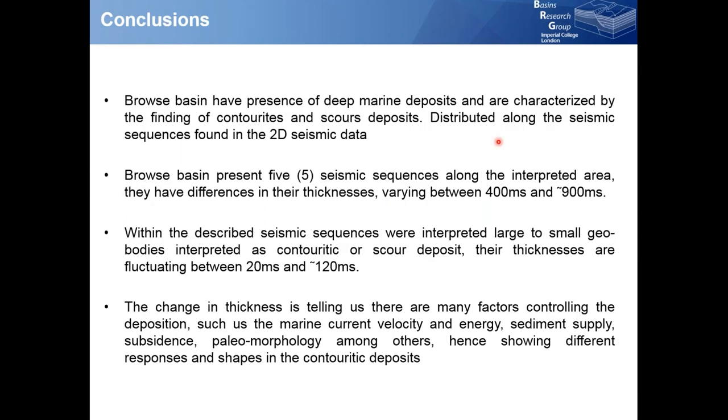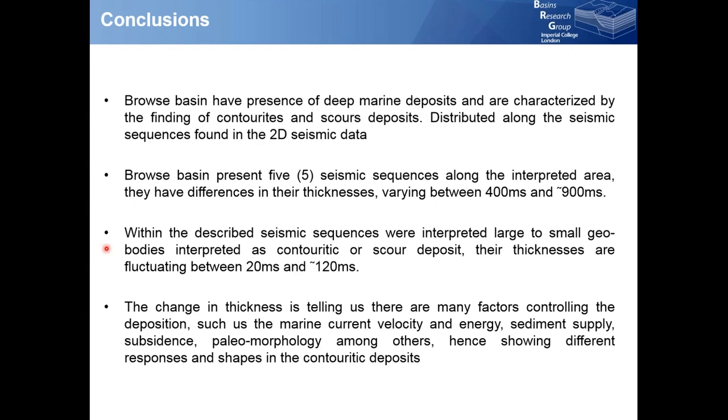So the conclusions are: the Browse Basin has presence of deep marine deposits and is characterized by findings of contourites and scour deposits distributed along the seismic sequences found in the 2D seismic data. The Browse Basin has 5 seismic sequences along the depicted area. They have differences in thickness, as I showed. Sometimes they have very low thicknesses, around 200, and sometimes they are really thick, more than 1200 milliseconds. Within the described seismic sequences, we interpreted large to small geobodies as contouritic or scour deposits.